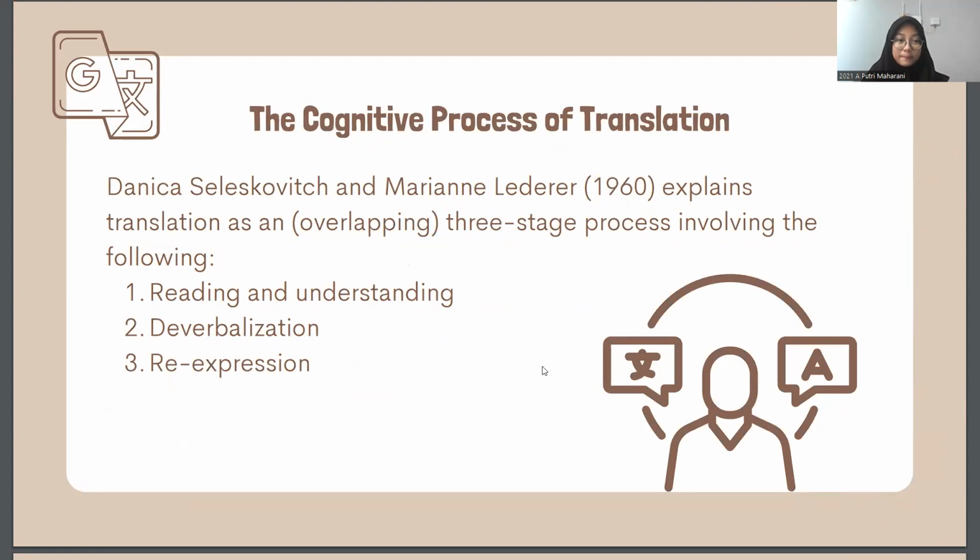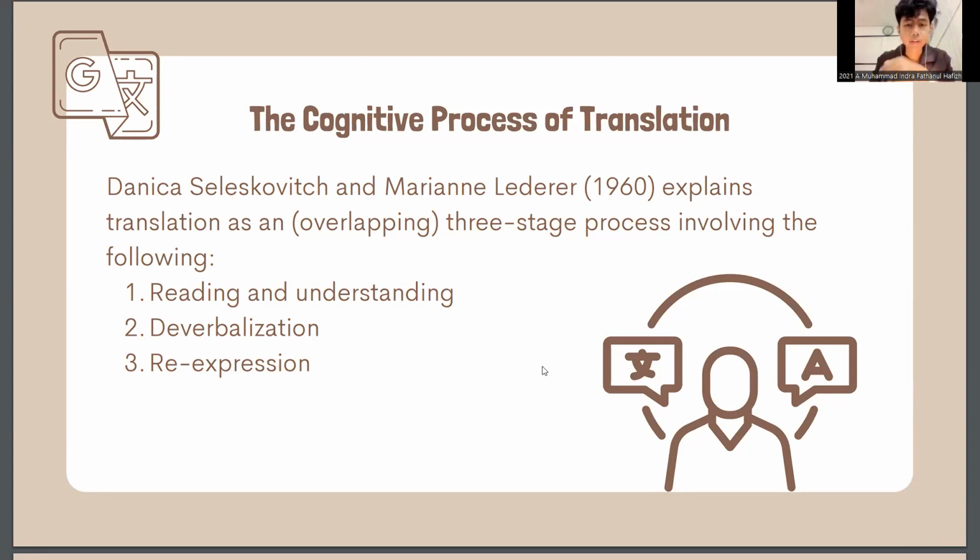Okay, thank you for the opportunity. So the next one, we have the cognitive process of translation. Here, the three-stage process involves the following. The first one we have here is reading and understanding. Lederer in 1994 says that reading and understanding involves using linguistic competence and world knowledge to grasp the sense of the source text, or ST in short. The world knowledge we have, according to Lederer, is deverbalized, theoretical, general, encyclopedic, and cultural, and activated differently in different translators and by different texts.